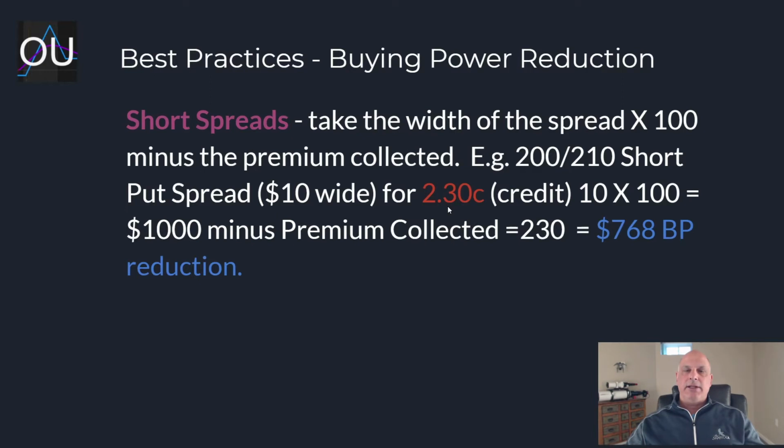And let's say you're selling that for a $2.30 credit. You would take the $10 times 100 equals $1,000, and then you subtract from that the credit that you received, in this case $230. So that would give you an overall buying power reduction of $768 for that credit spread. So notice that this is a $768 buying power reduction.